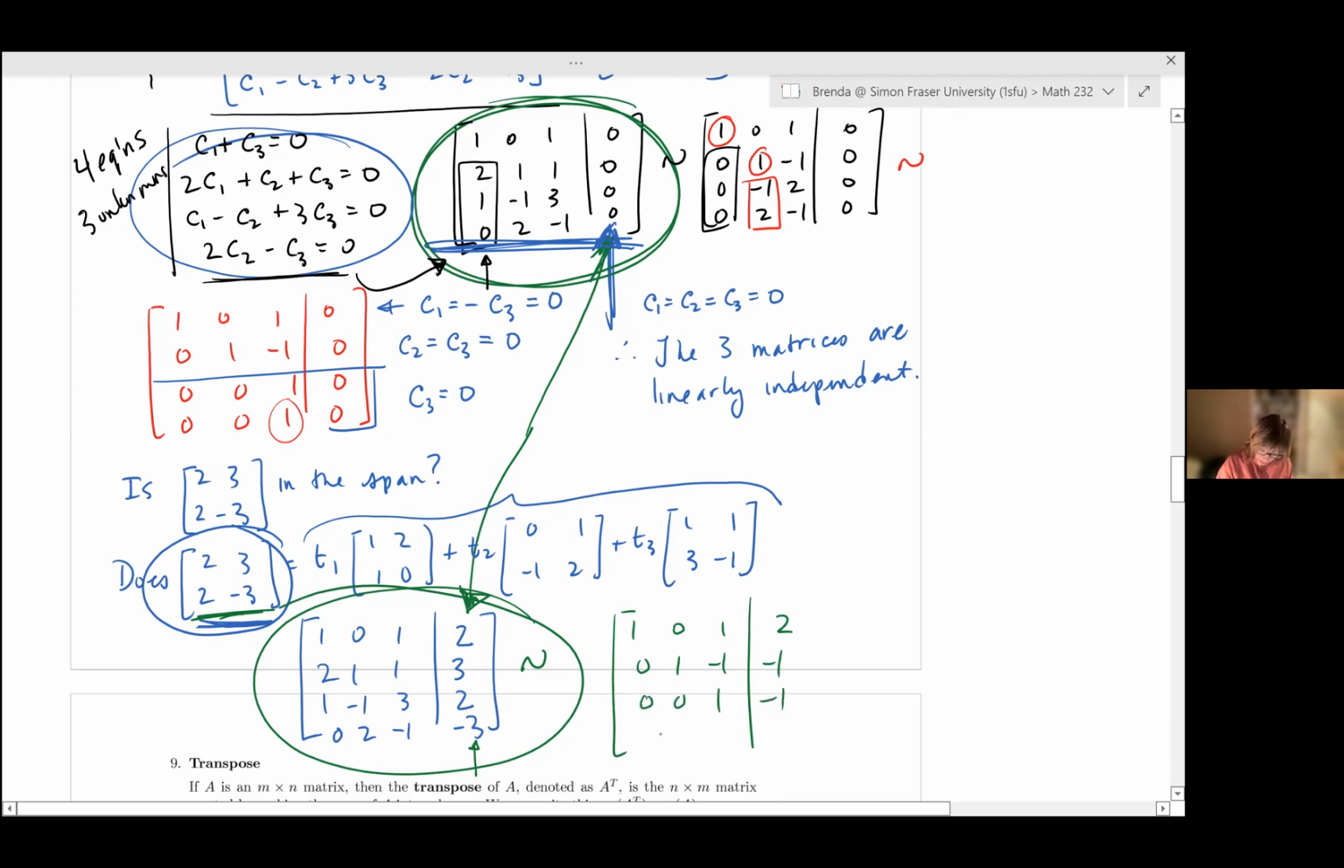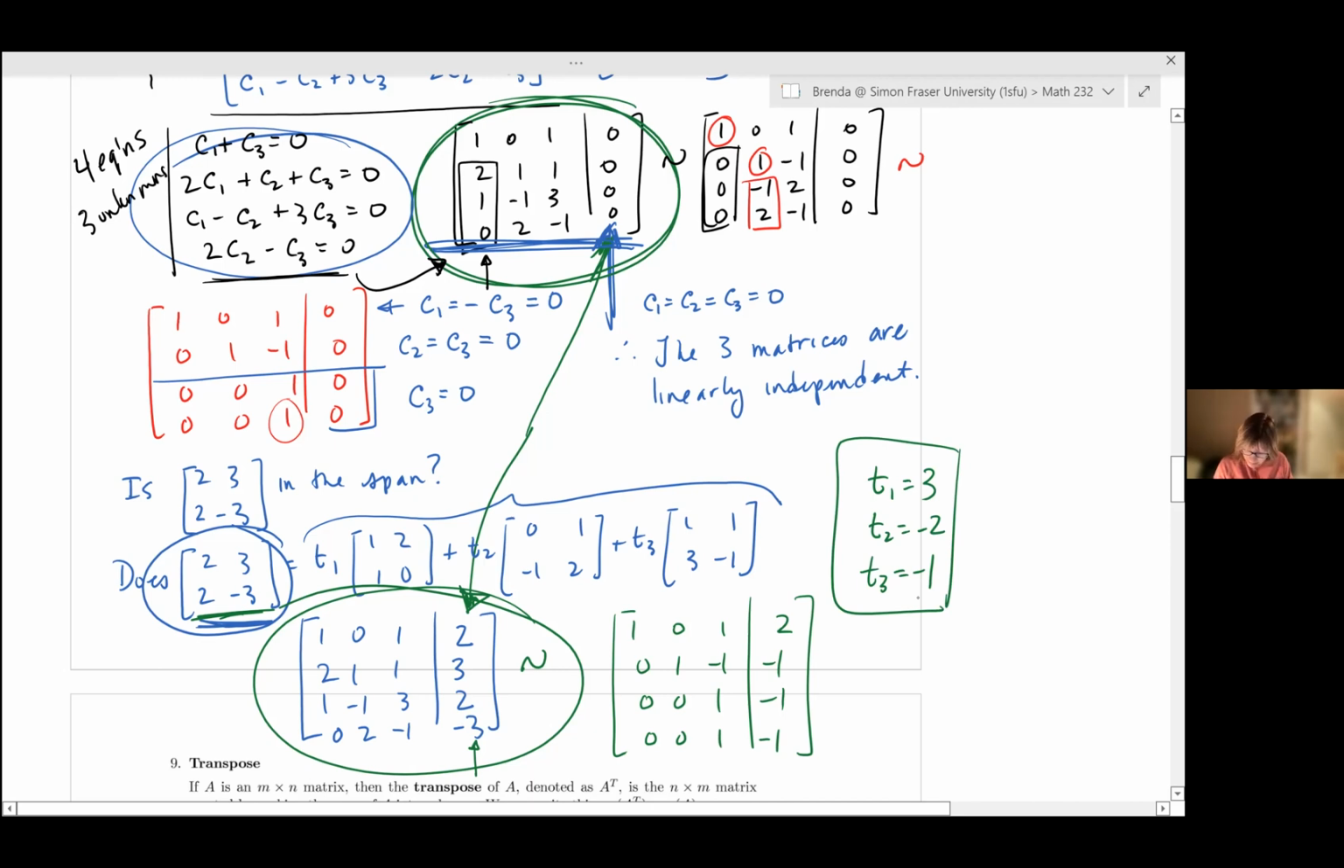I highly recommend that you stop, do that, and make sure that you get this. Possibly I've made an error. If that's the case, let me know. Or you can check your own work and make sure that you can do this. What does this tell me? This tells me that T3 is equal to minus 1, T2 is equal to minus 2, and T1 is equal to 3. So yes, that matrix is in the span, and there are the constants.